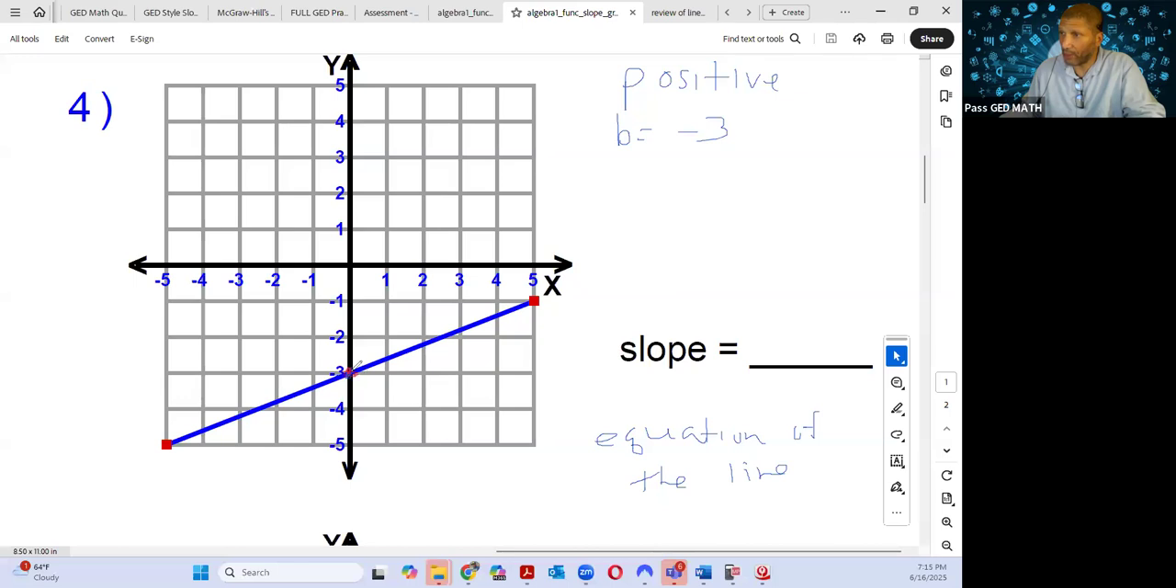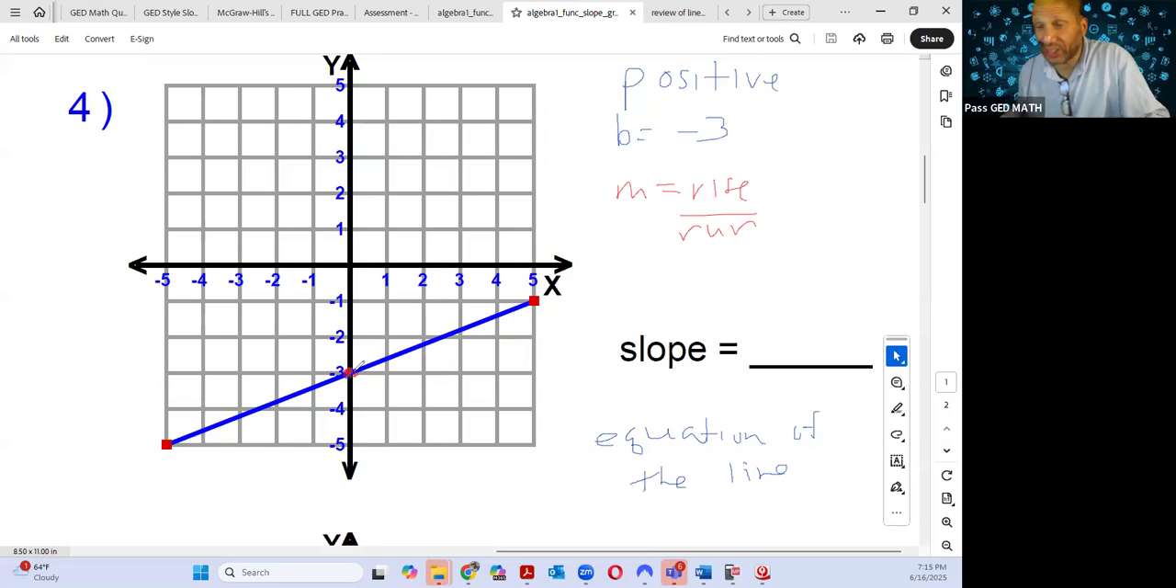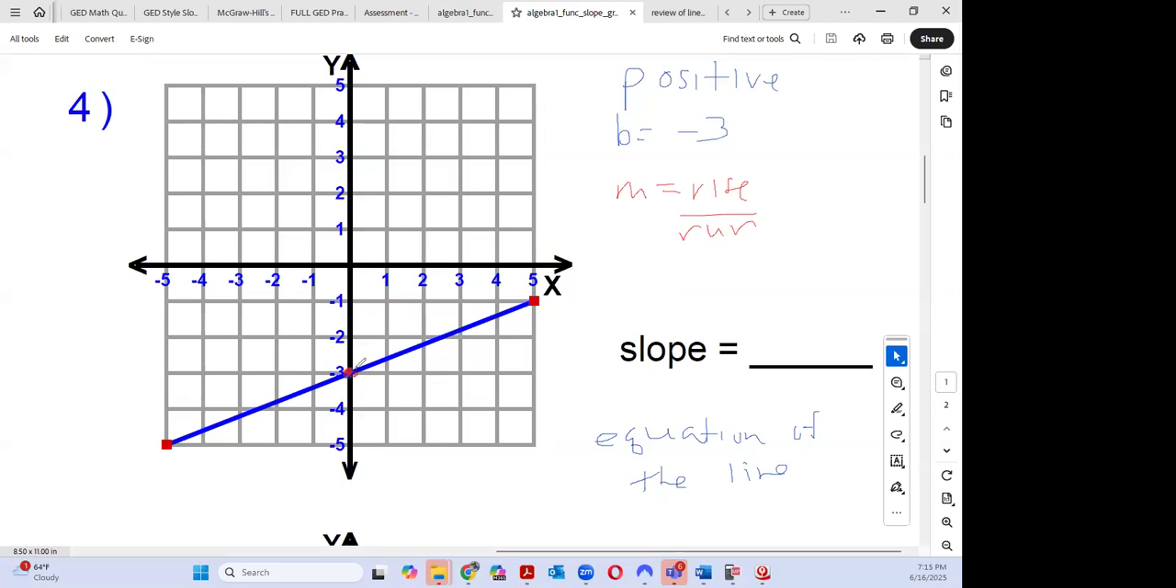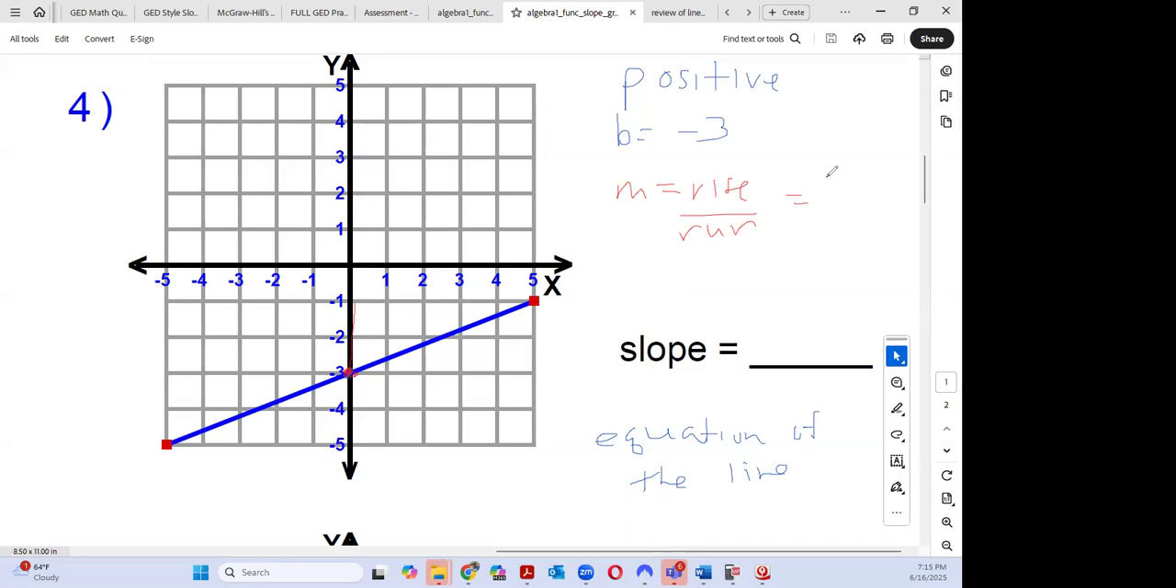I'm going to use this as one of my points. Well, the other 2 points are already on the graph. So rise over run. Remember, I told you if you see a graph to find the slope, we want rise over run. So from this point, which direction do I need to go to get to that second point? Up. Count with me. 1, 2. Is my rise positive or negative 2? Negative. Why'd you say negative?